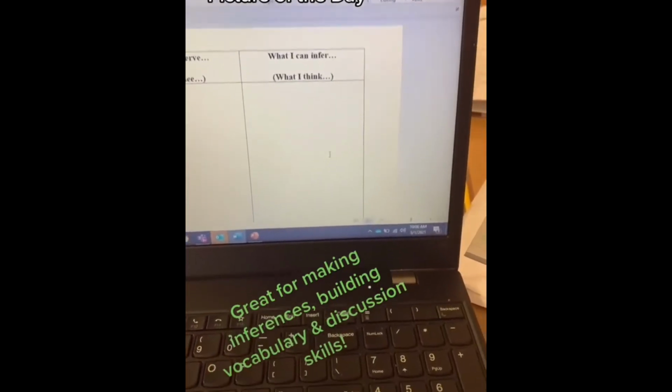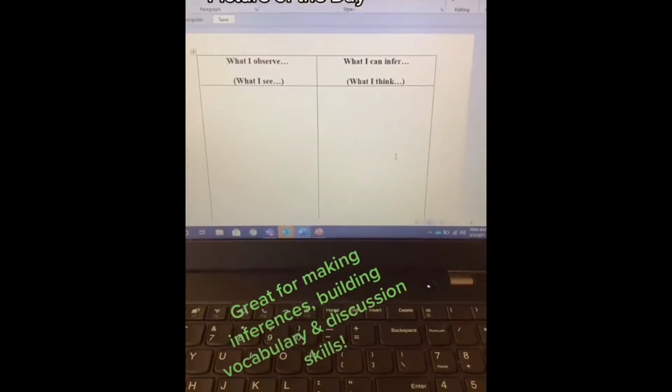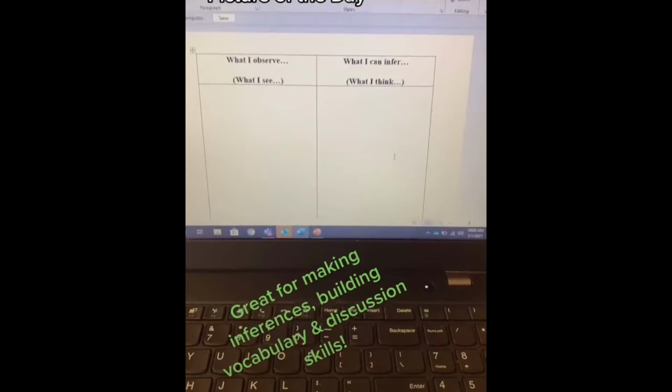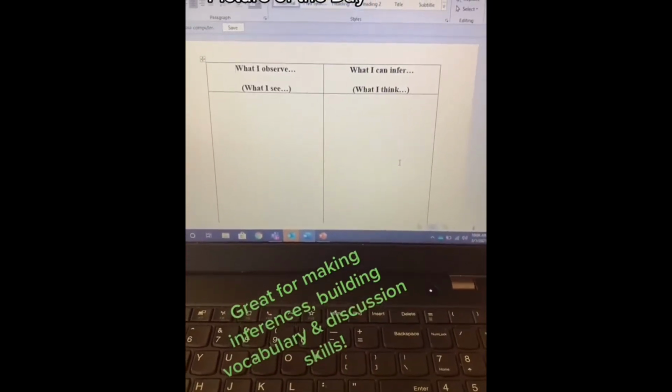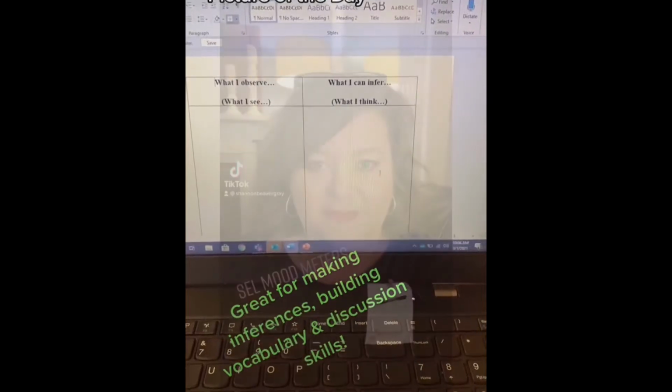It's really great for students to build their vocabulary. It's engaging, and it builds their knowledge base. They get into some really great discussions, as well as building those inferencing skills, which then transfer over to reading.